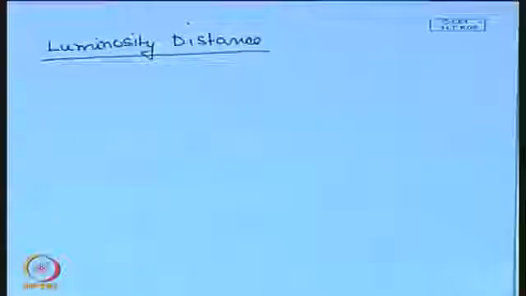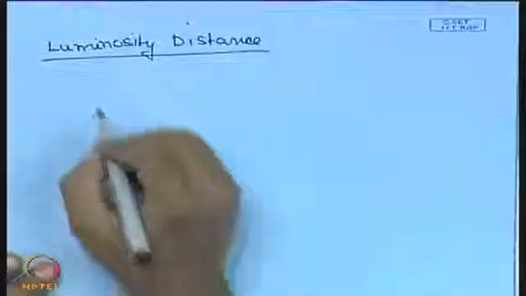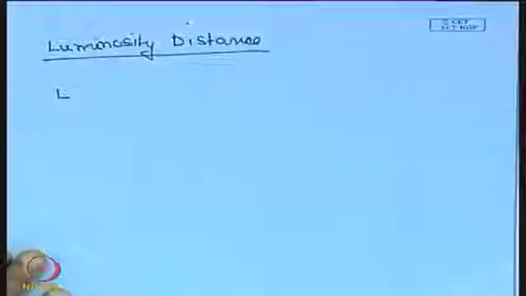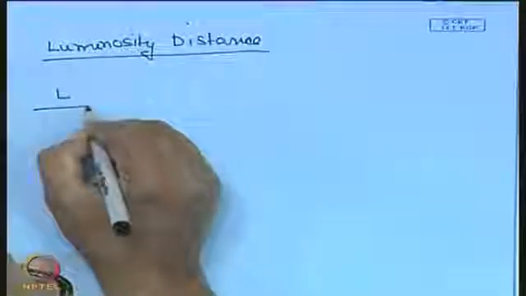So, what is the luminosity distance? The luminosity distance is defined as follows. Suppose I have a bulb, a 100-watt bulb, with fixed luminosity, and I observe it from a distance.